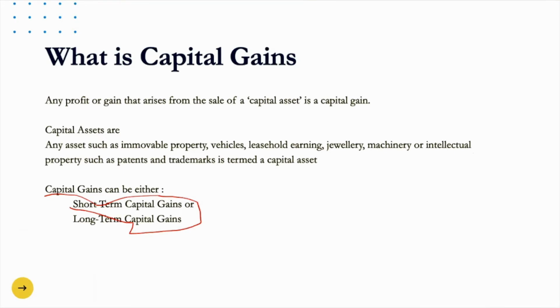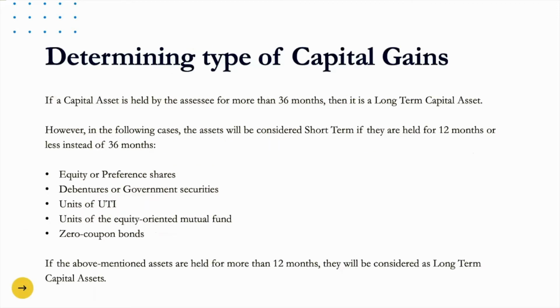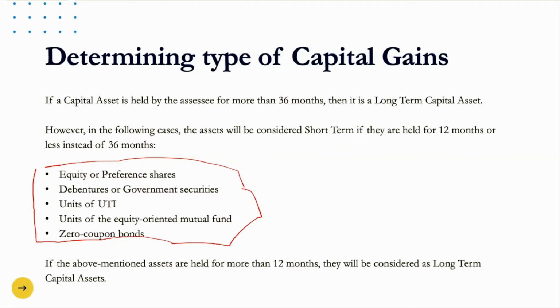Short-term capital gains are on assets which are held for less than 36 months, and long-term capital gains are on assets which are held for more than 36 months. However, in case of equity or preference shares, debentures, government securities, units of UTI, zero coupon bonds, if the assets are held for less than 12 months, they would be treated as short-term. So basically, in this category, if it's held for 12 months or more, then it would be considered as long-term capital gains.